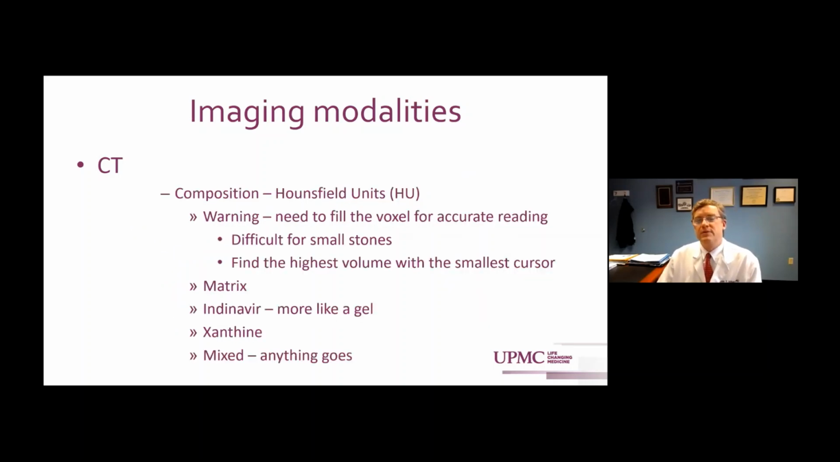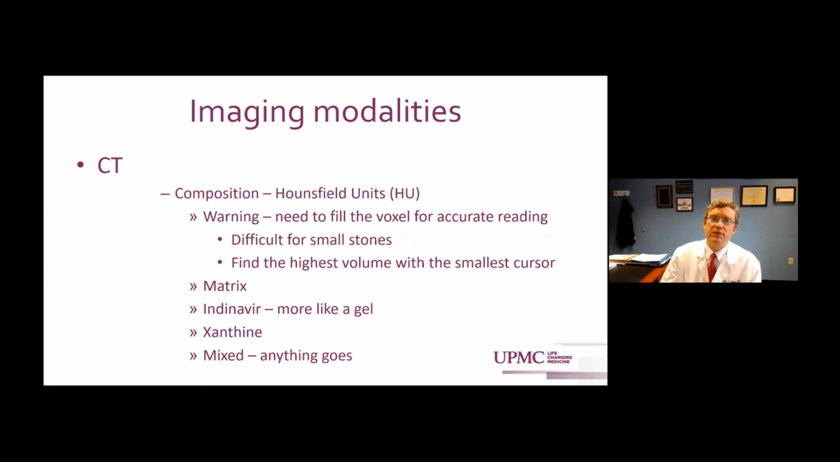And that's by composition, and how we guess and get clues to composition is specifically based on the stone's density, and that's measured by Hounsfield units. I first put a warning up here that you really need to make sure when you're measuring Hounsfield units on a CT scan that you're doing it in the most accurate possible way. You need a voxel, which is the full depth of the slice.